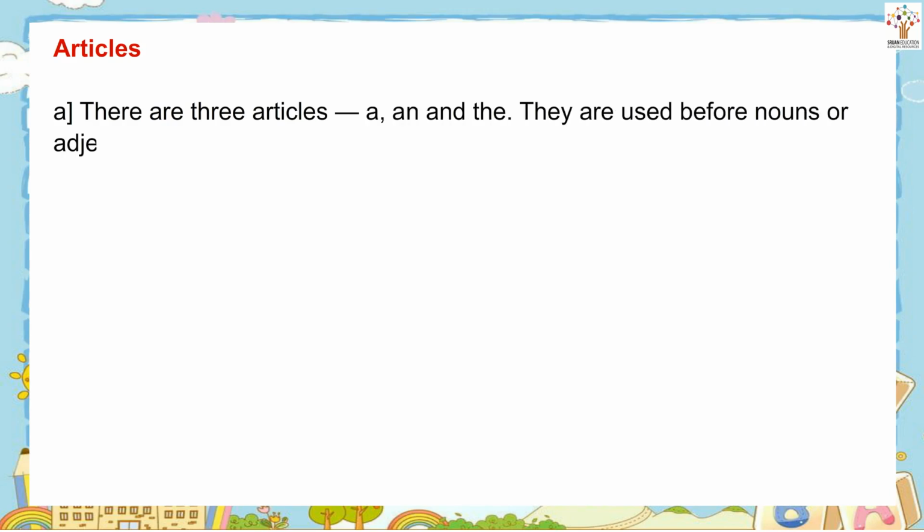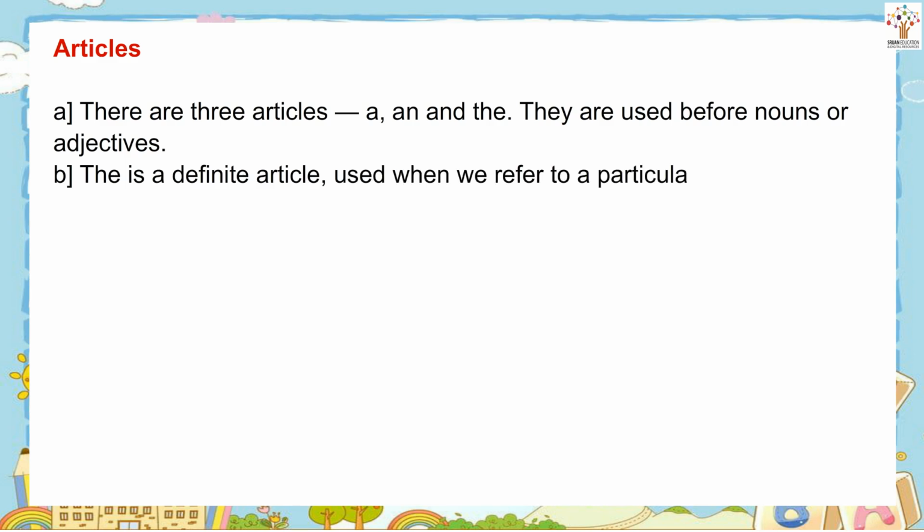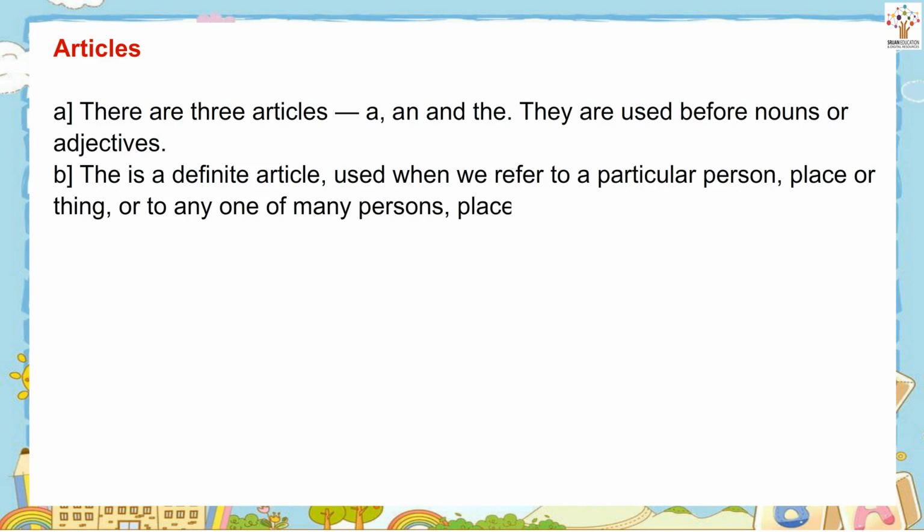Articles. There are 3 articles: a, an and the. They are used before nouns or adjectives. The is a definite article used when we refer to a particular person, place or thing, or to any one of many persons, places or things. A and an are indefinite articles.